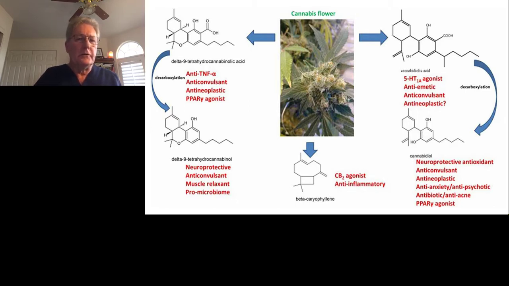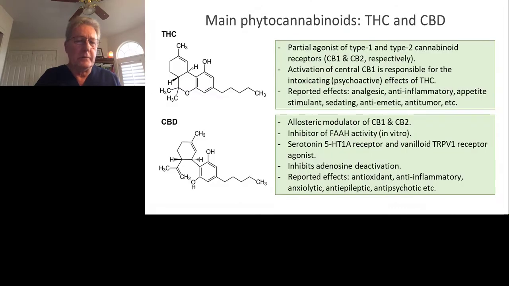We're looking at the two main cannabinoids, on the left THC, and on the right CBD. Notice that these acid forms and neutral forms have physiologically active value. And at the bottom, one of the terpenes, beta-caryophyllene, is a direct CB2 agonist and has its own direct anti-inflammatory activity.